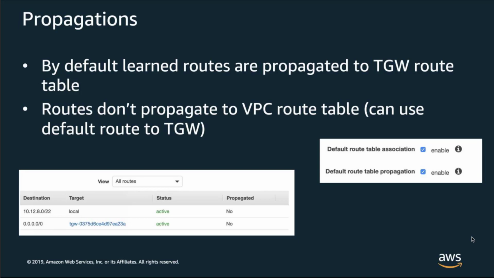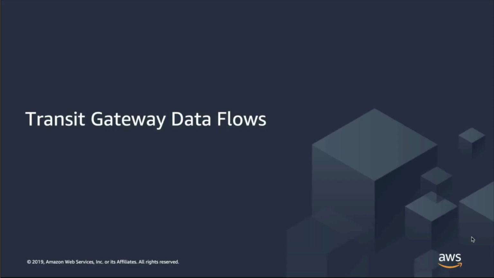Hopefully that was a good overview of how Transit Gateway works between attachments, propagations, and the different ways you can leverage Transit Gateway. We're now going to get into some of the data flows, taking these constructs and diving deep into how that traffic flows across the network.